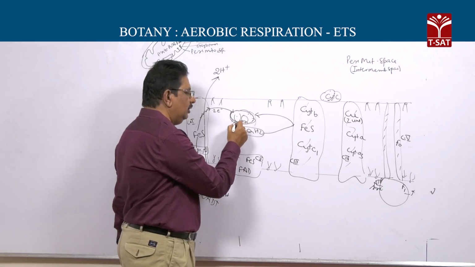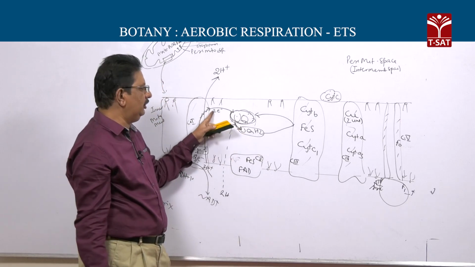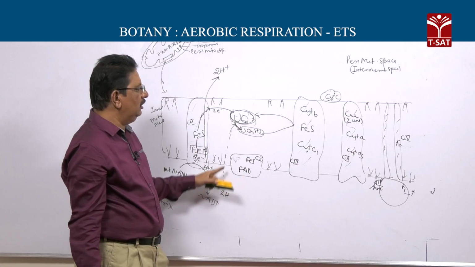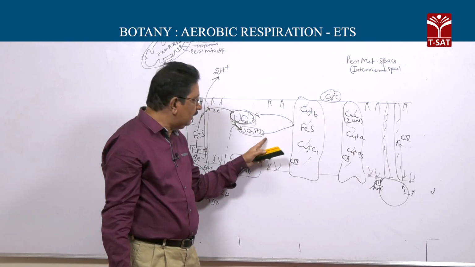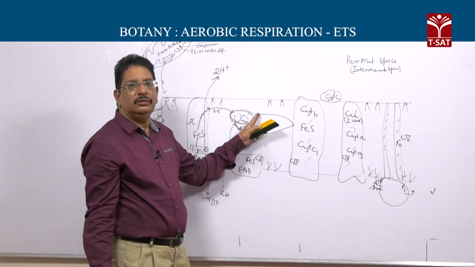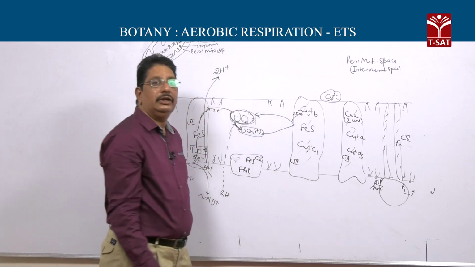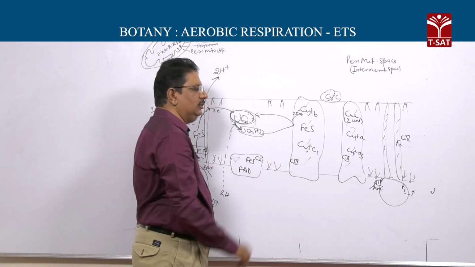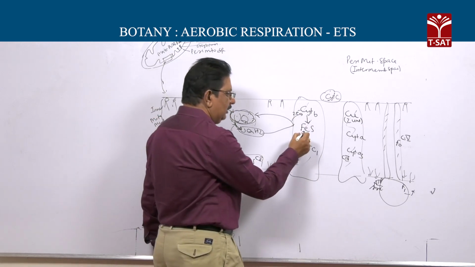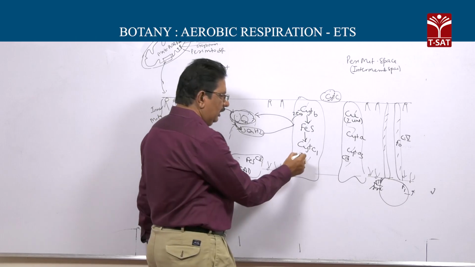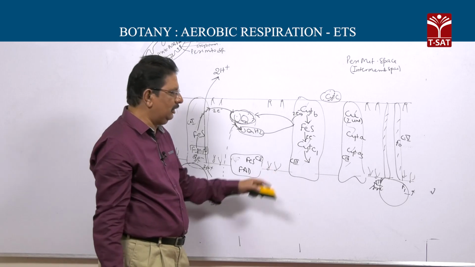So, UQ is reduced into ubiquinol by accepting electrons and protons, and ubiquinol, UQH2, is again oxidized by donating electrons to cytochrome B of complex 3. So, the electrons from cytochrome B transfer to iron sulfur, and finally electrons transfer to cytochrome C1 of complex 3.